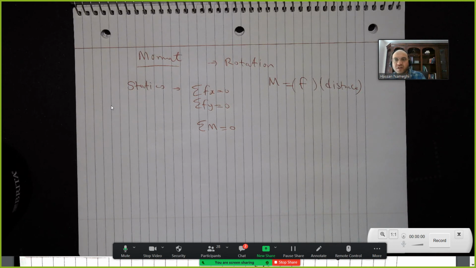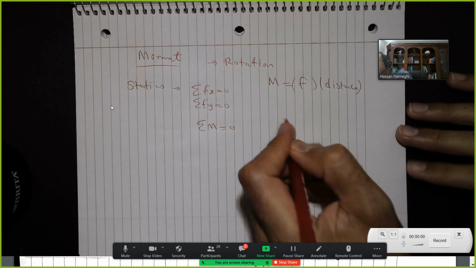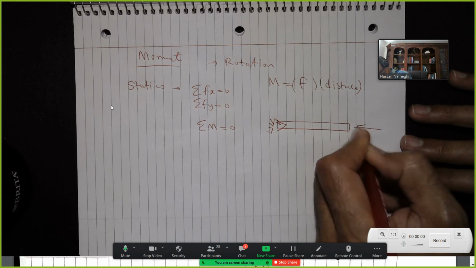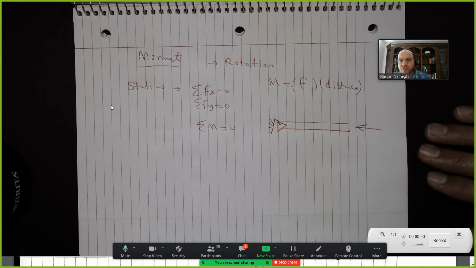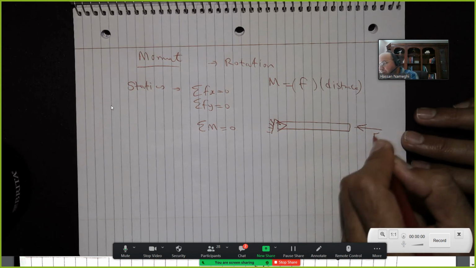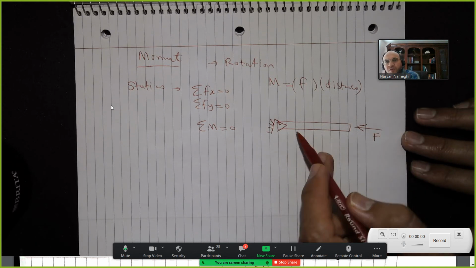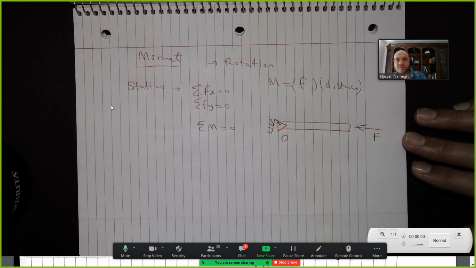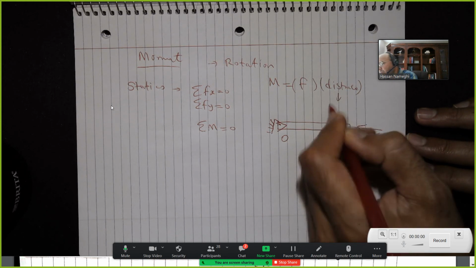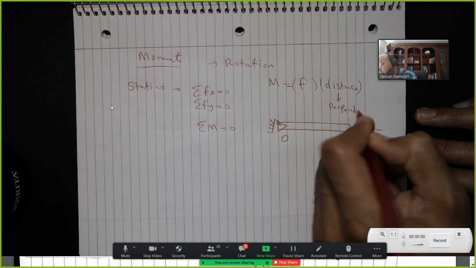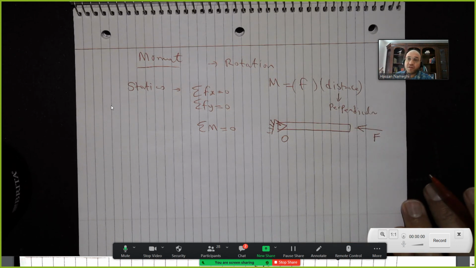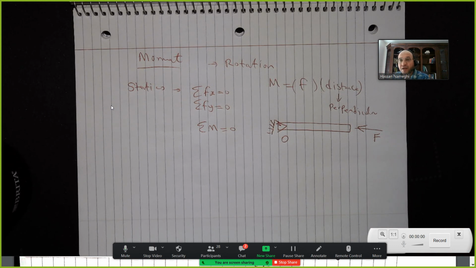Not every distance creates that rotation. If I have an object like this, and I have a pin connected here, if I apply the force like this, it wouldn't create any rotation, right? Because if this is point O, there is no rotation from this. So the distance that I use here is called the perpendicular distance, meaning that if your force is in x, your distance is in y, and vice versa.